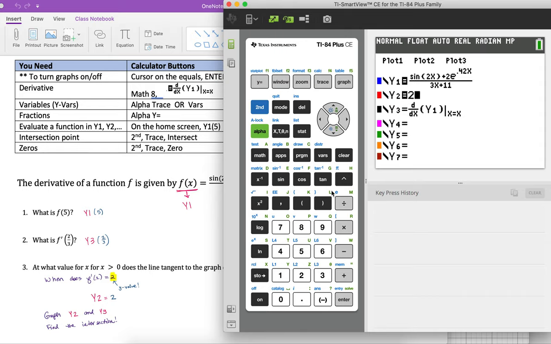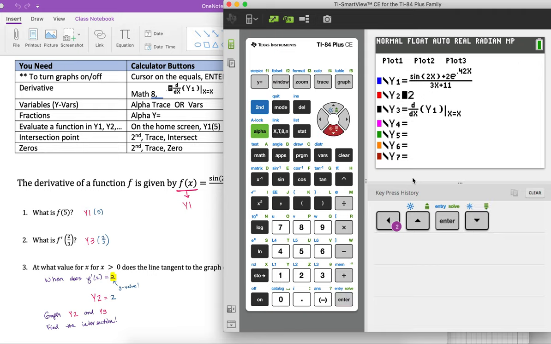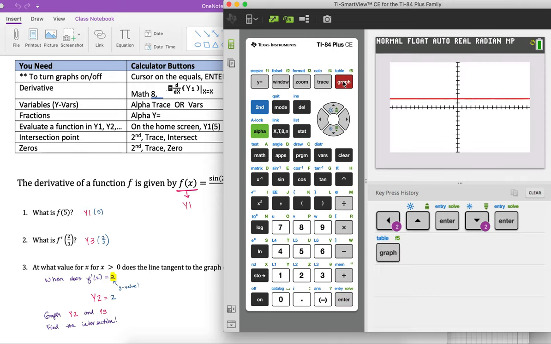That means we do not need to graph y1 anymore, so we're going to turn that off by hitting enter. But we do want to graph y3, so we're going to hit enter there. Once we do that, we can just hit graph. So y3 is the derivative and y2 is the value. We're going to see where they intersect. There's the line y equals 2.